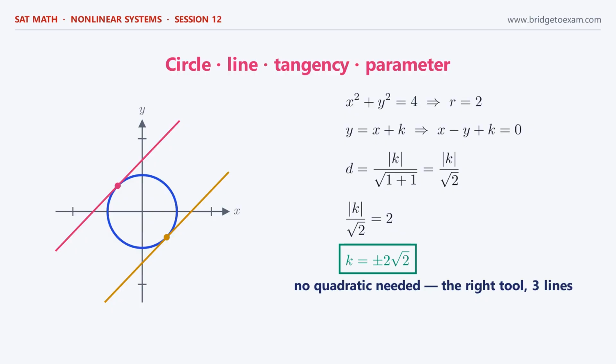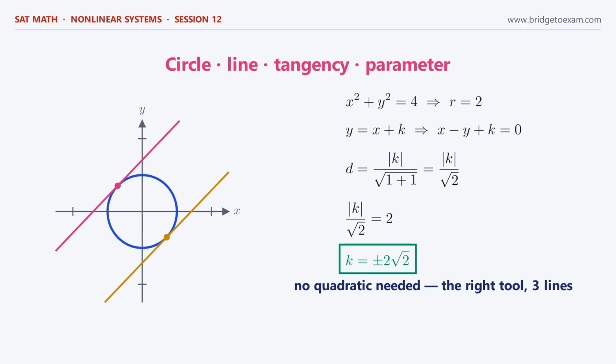Step 3. Choose. Tangent means we could substitute and set the discriminant to 0, but Session 7 gave us something faster: the distance method. The center is the origin, and the radius is 2. Remember, the equation says 4, so r is 2. Rewrite the line in standard form. X minus y plus k equals 0. The distance from the origin is the absolute value of k over the square root of 1 plus 1, so over root 2. Tangency means that distance equals the radius.